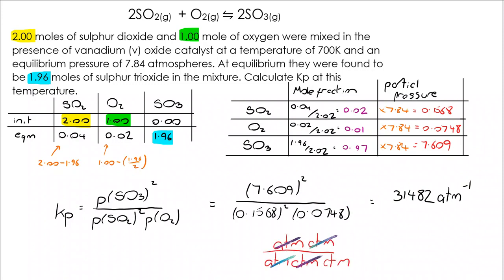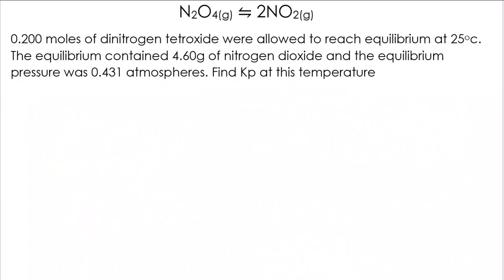And again, I'm going to show you how the atm to the minus 1 has worked out. Now look at the size of that. It's a huge, huge number. And that fits with the idea that the equilibrium shifts far to the right. The further to the right your equilibrium is, the larger the Kp value will be. Next question for you to try.